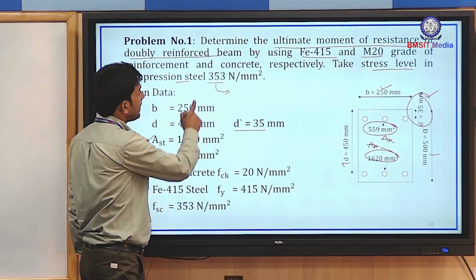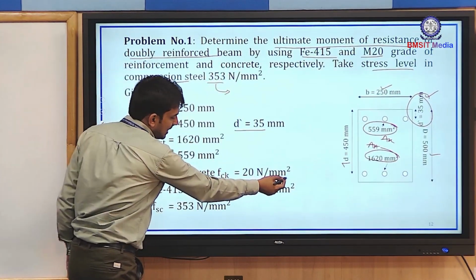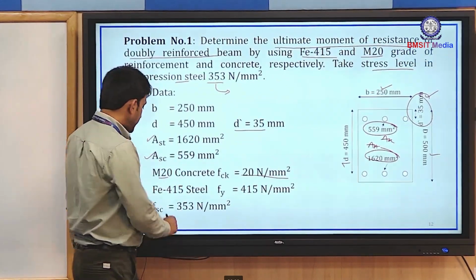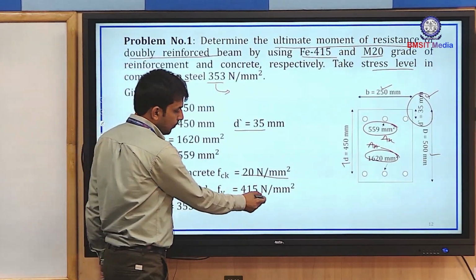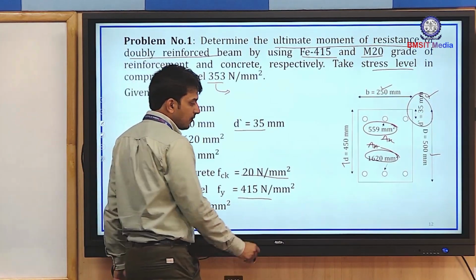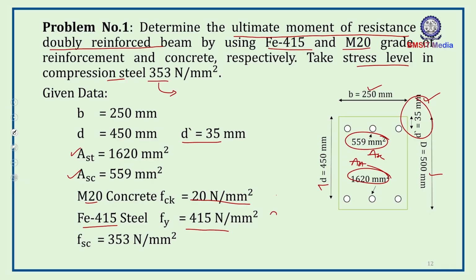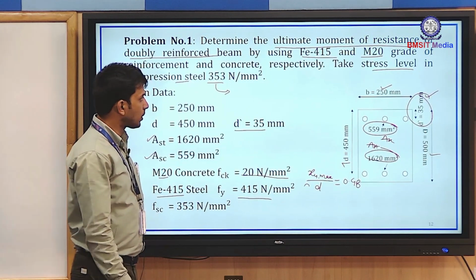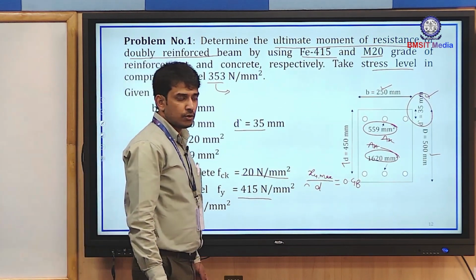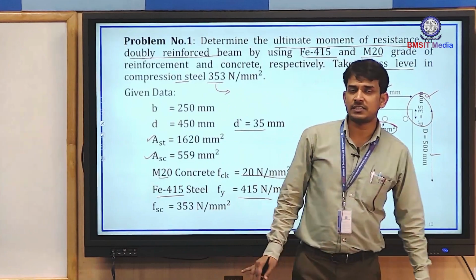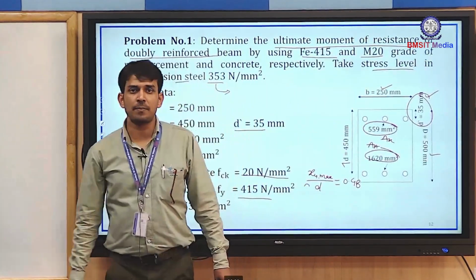Now M20 grade of concrete is given, so fck I easily get 20 Newton per mm square. Fe415 is given, so directly I can say fy is 415 Newton per mm square. From page number 70, xu max by d for Fe415 is 0.48. Then fsc is also given to me directly, so there is no need to do any interpolation. In this case fsc is 353 Newton per mm square.